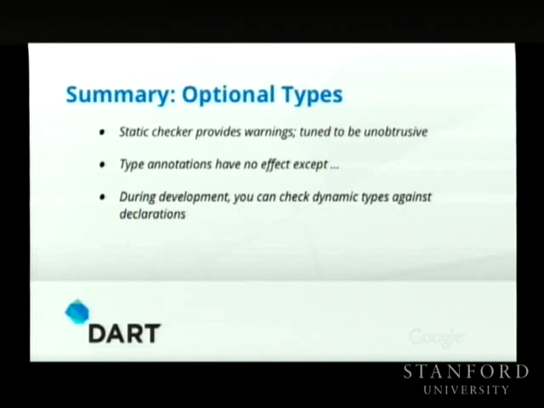So the summary for optional types, as it were, is there is a static checker that provides warnings. There are no type errors. And it is tuned to be unobtrusive. That is, it doesn't try to catch every possible error. And the types don't affect the semantics, except that you can, essentially during development, view this as a special kind of debugging mode, where you can turn on all these assertions. Many systems have a facility for turning on asserts only during development, because the asserts might be too expensive to have all the time. Yeah?